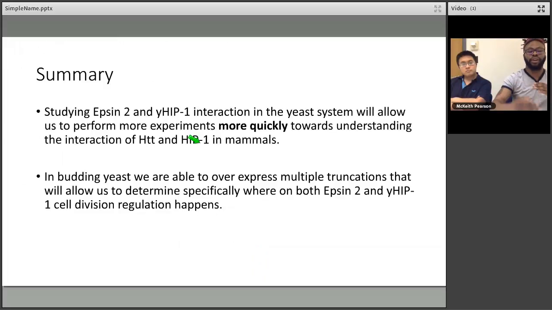So again, to give you another summary of what I went over, studying Epsin2 and yeast HIP1 interaction in the yeast system will allow us to perform more experiments more quickly towards understanding the interaction of Huntingtin and Huntingtin Interacting Protein-1 in mammals. In budding yeast, we're able to overexpress multiple truncations, which are short versions of each protein, that allow us to determine specifically where on Epsin2 and yeast HIP1 cell division regulation happens.